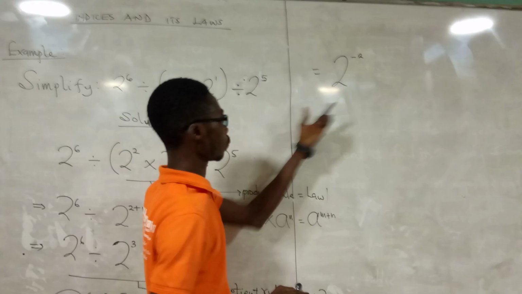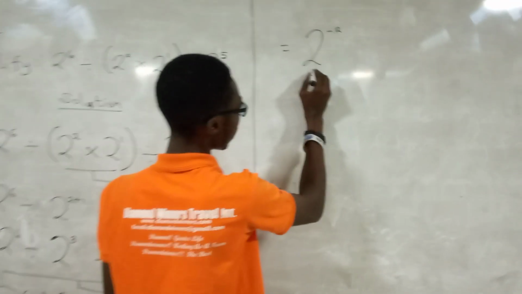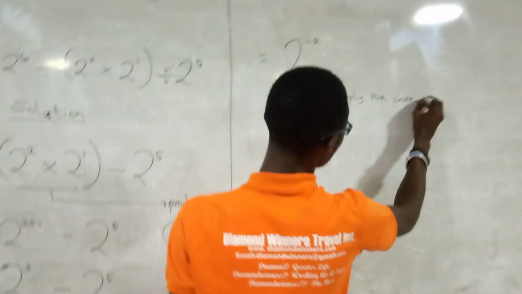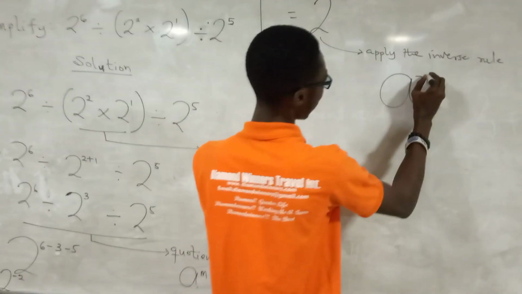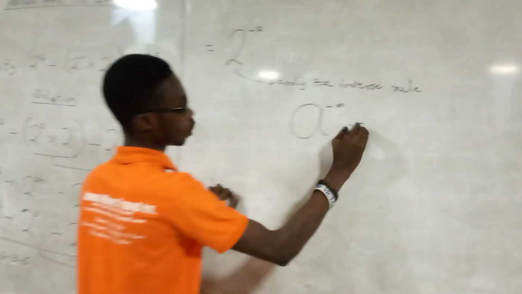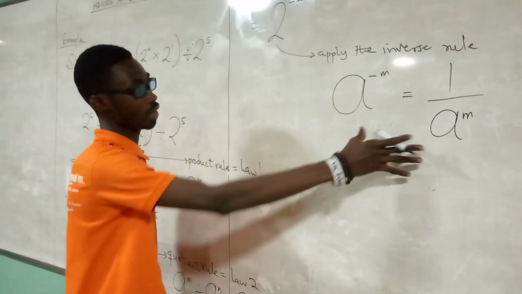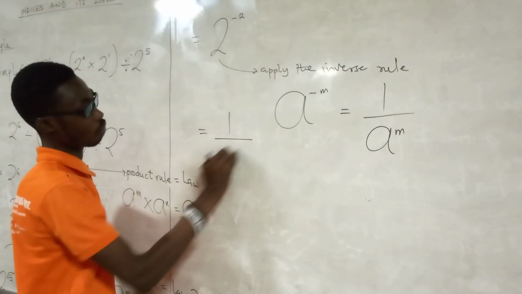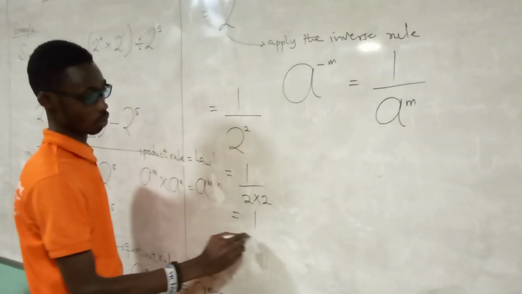Now if you want to further break it down, we can apply the inverse rule, which says that a to the power minus m is equal to 1 over a to the power m. So now let's apply it here. This one can be written as 1 over 2 to the power 2, which is equal to 1 over 2 times 2. And that will give us 1 over 4.